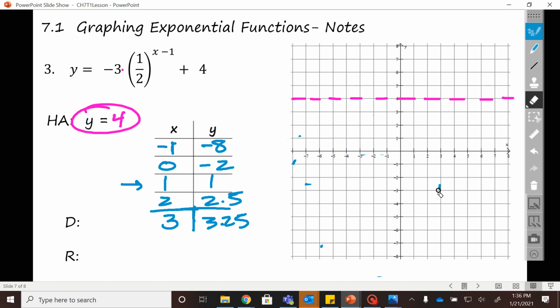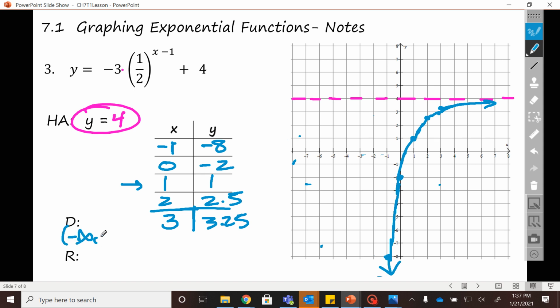All right, now we can use these to graph our function. So negative 1, negative 8 down here. 0, negative 2. 1, 1. 2, 2.5. And 3, 3.25. Okay, so we can see that it's upside down. It's not really growth or decay because the a value is negative. Just kind of looks like this.